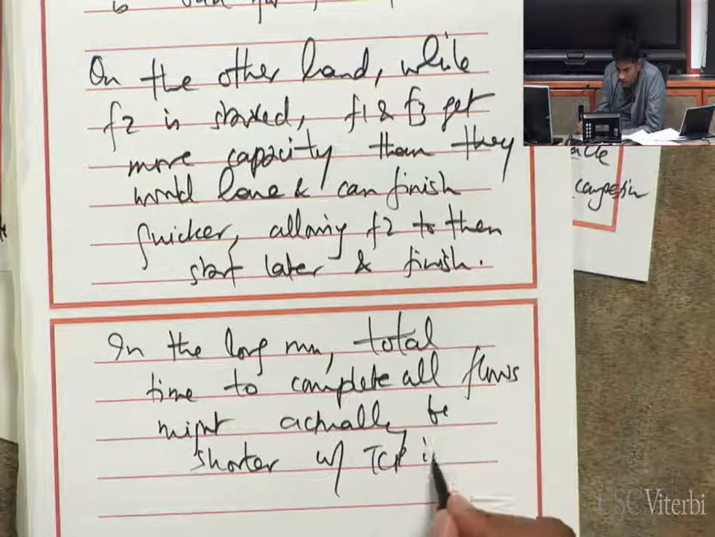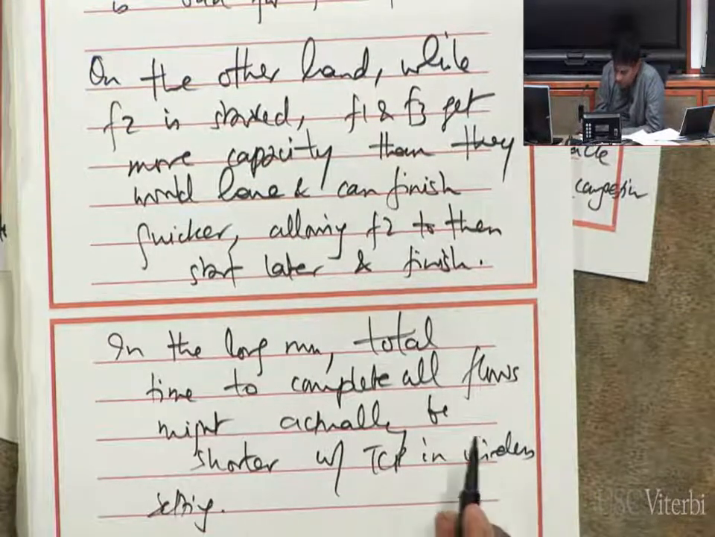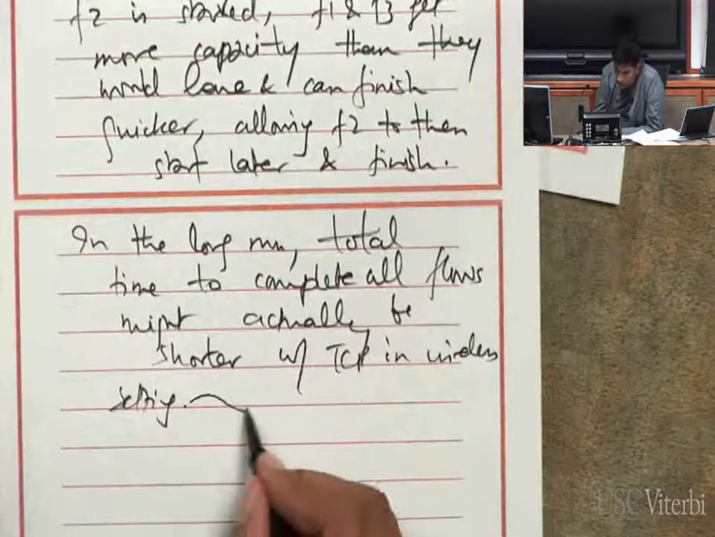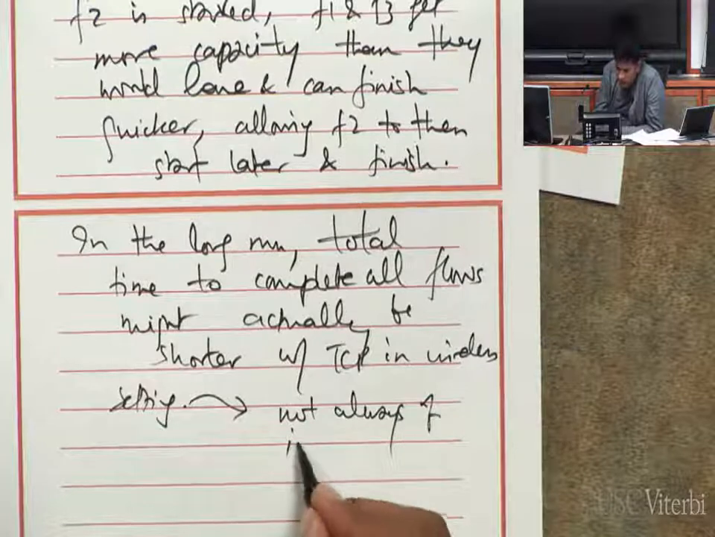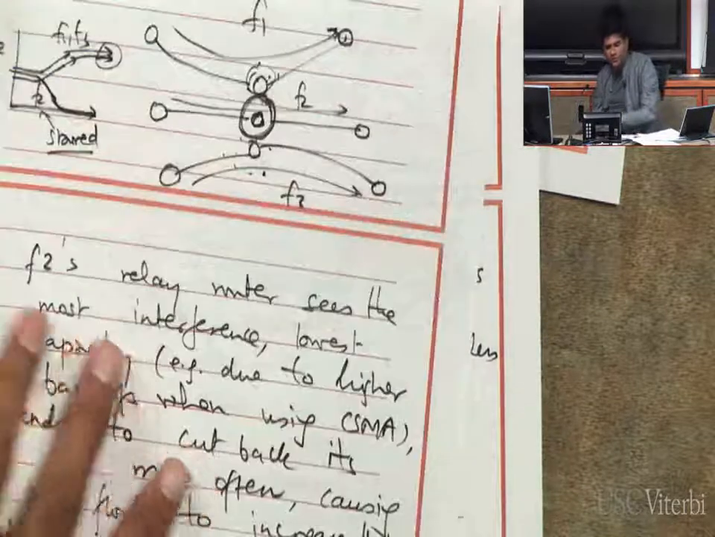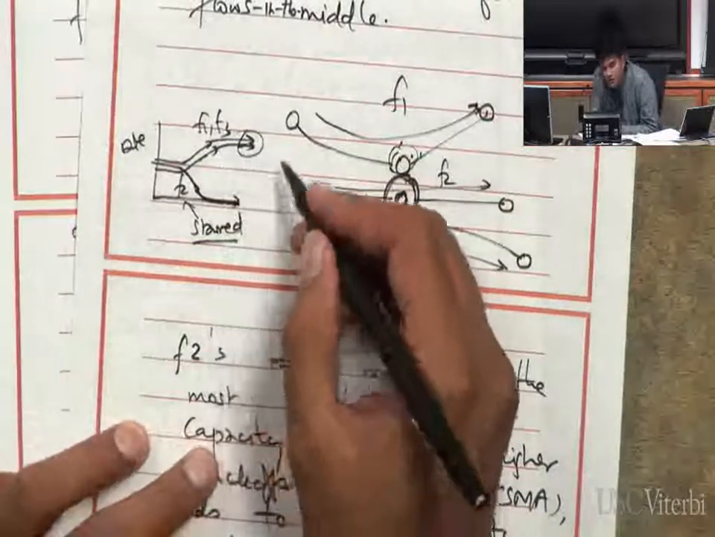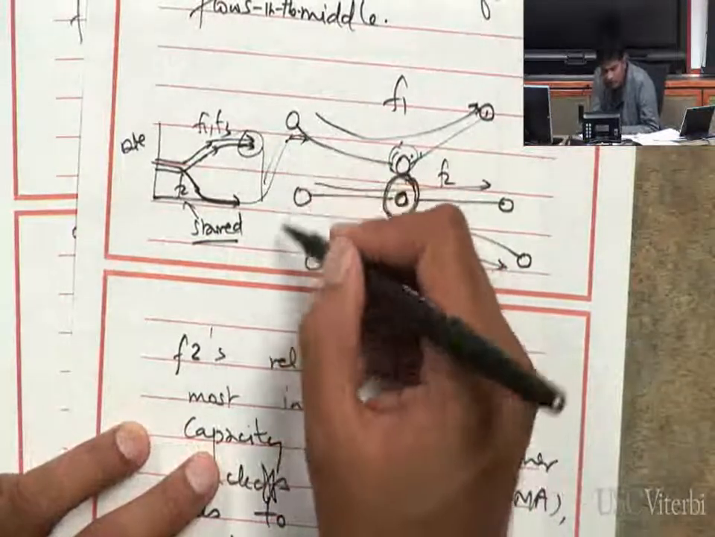With TCP in wireless setting. But not always of interest. Okay? So this is an interesting fact that even though you do starve this flow, eventually when these two flows finish, they will be done, and then this flow can then grab all of the capacity that's available, and maybe it can finish.